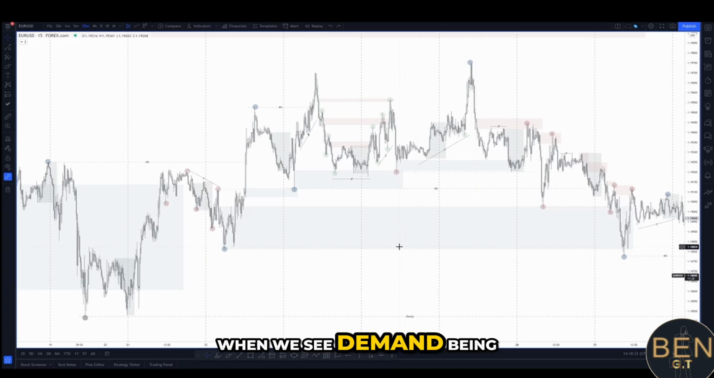happening. When we see demand being respected and supply failing, we know we're likely putting in higher highs and higher lows. If we start to see supply being respected and demand failing, we're probably putting in lower lows and lower highs. If we start to see supply being respected and demand being respected, we know there's a little bit of a fight that's going on the charts. We need to be a little bit more patient and wait for market structure and order flow to really showcase what it wants to do.